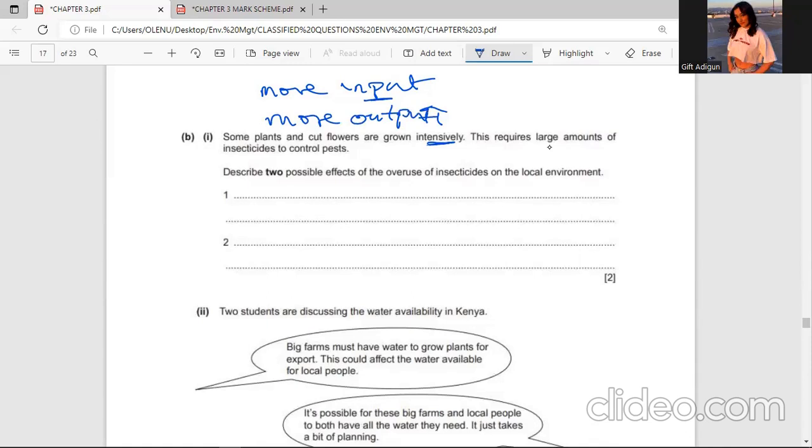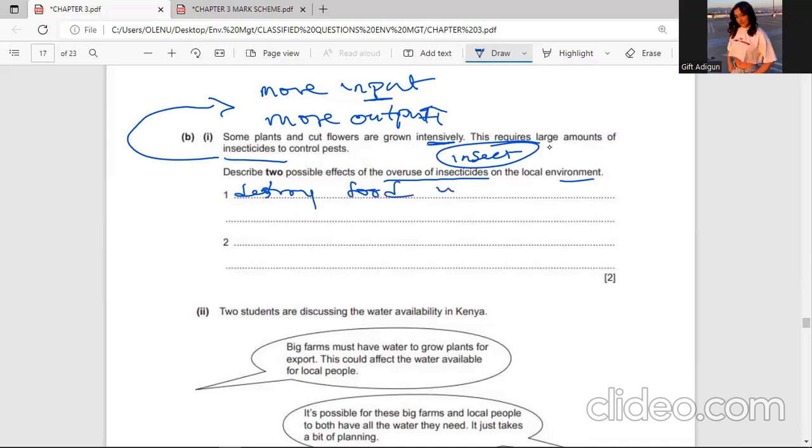Now, this requires a large amount of insecticide. You see, insecticide is a large input to control pests. Describe two possible effects of overuse of insecticide on the local environment. So if you use insecticide, obviously insecticide is meant to kill insects. So if insects are killed, what will happen? It will destroy the food chain or food web. Also, remember insects help in pollination of these flowers to produce seed. So if insects are killed, there will be fewer insects for pollination.